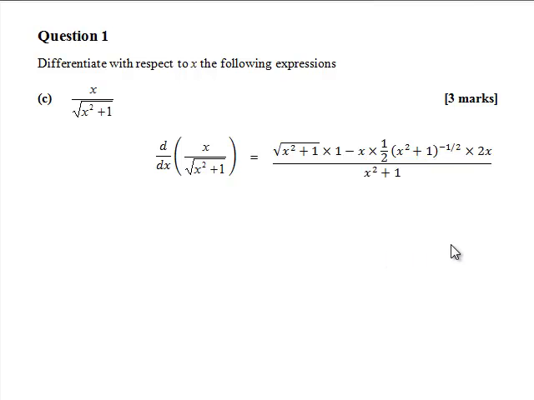Now let's see what we can do with this. We've got x over 2 times 2x, which gives me x squared, but then we've got this term here which is x squared plus 1 to the minus half. So if I multiply top and bottom by x squared plus 1 to the half, this term will cancel to 1. This will become x squared plus 1, and the denominator will become x squared plus 1 to the 3 over 2.